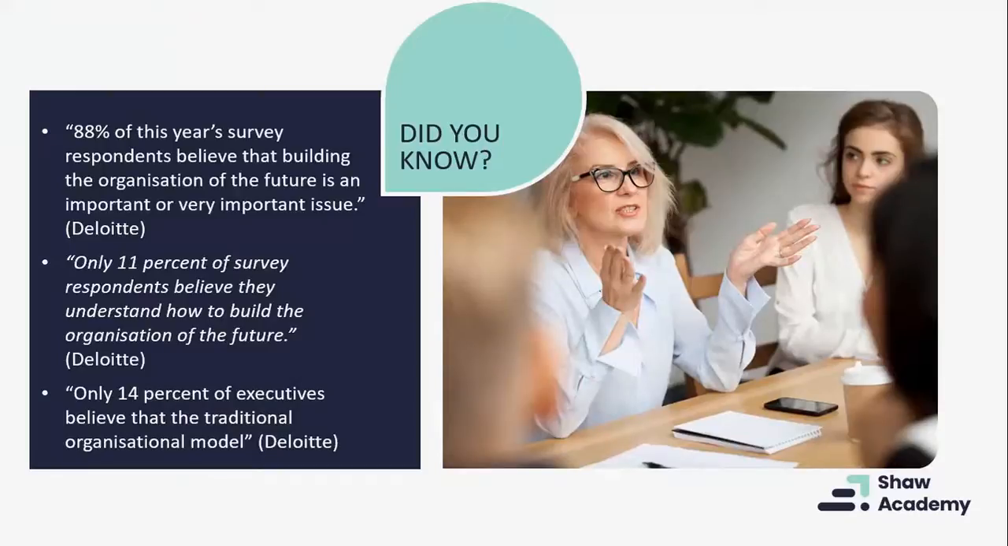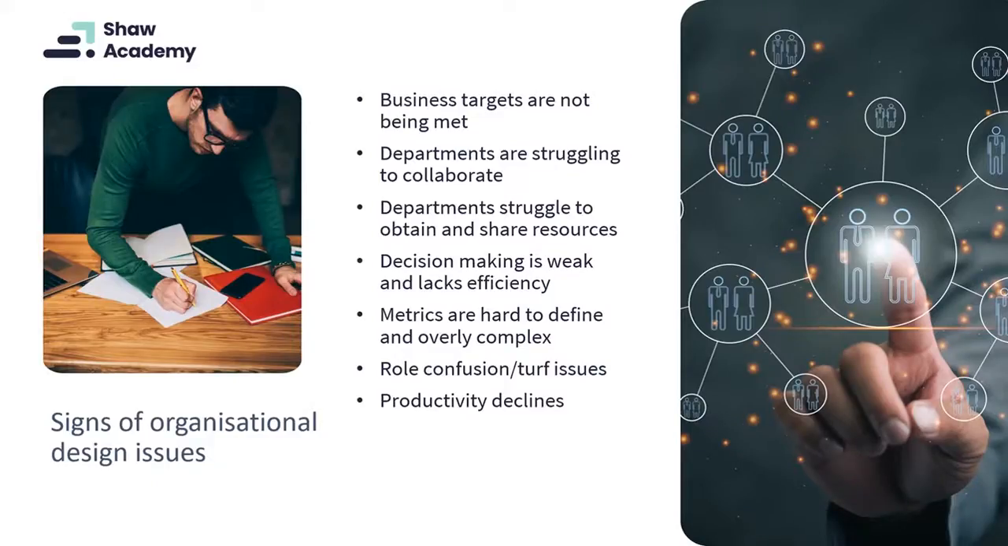Well, let's look at some ways that you can tell if your organization design is working or not. We're going to do this by looking at signs of organizational design issues. So first off, we're going to see that targets are not being met. This can be due to different reasons. Maybe you don't have resources, you don't have the correct people for different roles, but it can also be due to organizational design issues because people don't have the structures to actually work with each other.